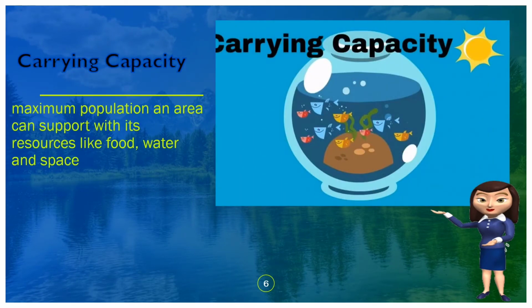Carrying capacity. Maximum population an area can support with its resources like food, water, and space. For example, a 10-gallon aquarium. How many fish can a 10-gallon aquarium accommodate? Usually, it can accommodate 10 or 7 fish. But more than that, the aquarium cannot accommodate more because we have limited space and oxygen as well. Now, if we are going to put more fish, the fish will die.